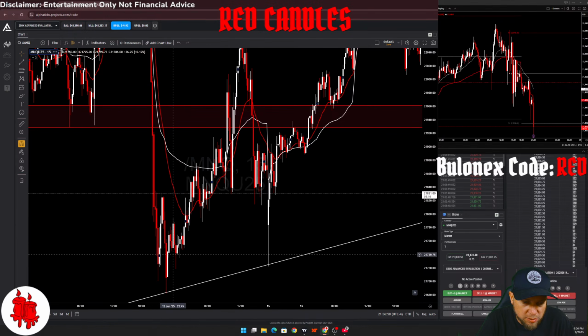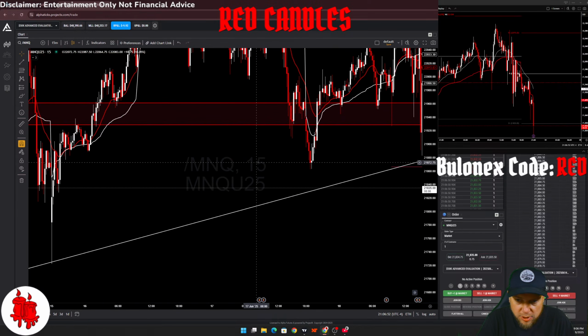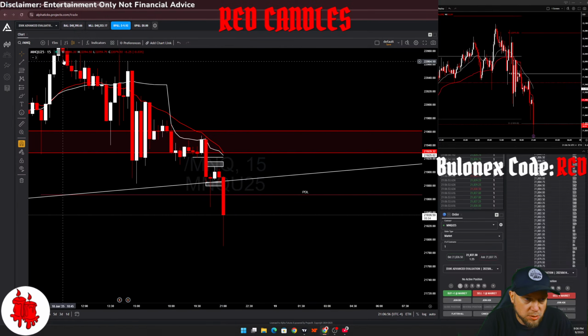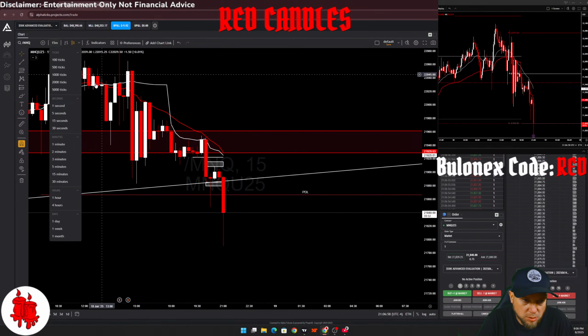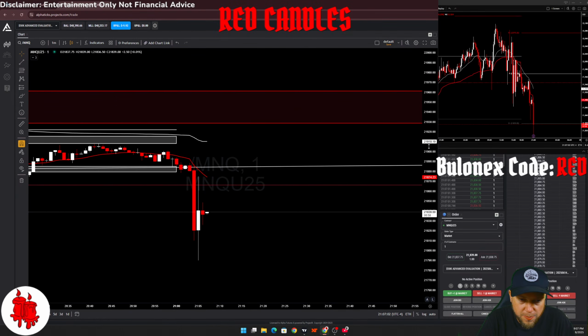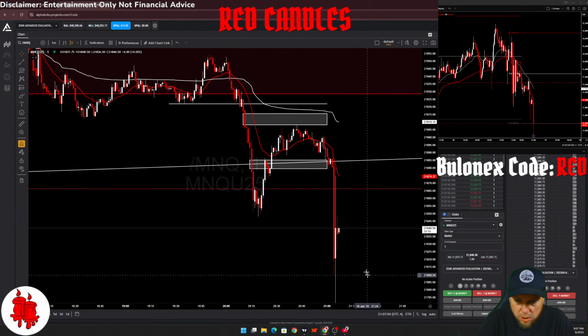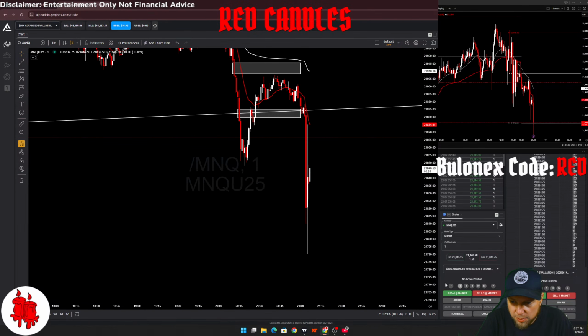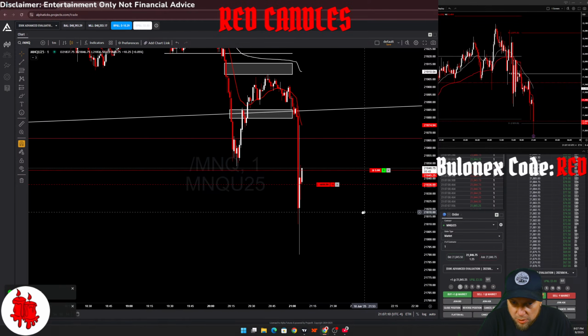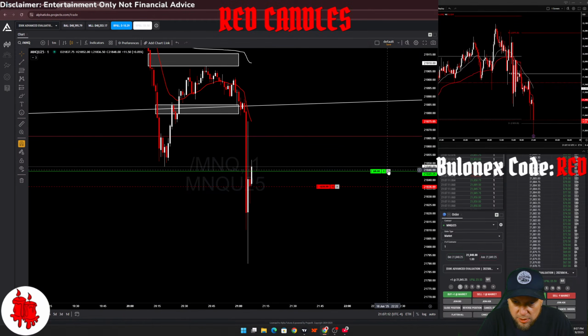Big wick down. Come back and retest a little bit. Let's get back on the 1 minute. This is looking like it's gonna come back up. I'm gonna buy one right there. Put a little stop right there. It's only $18. $18 risk, ain't no biggie.